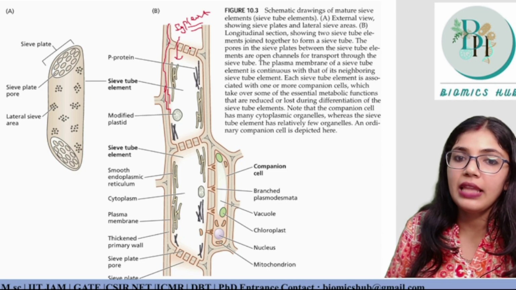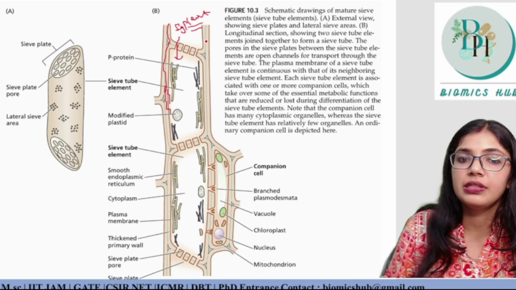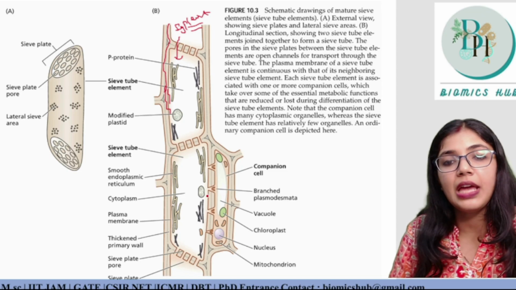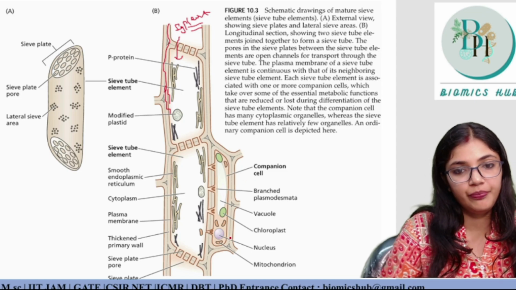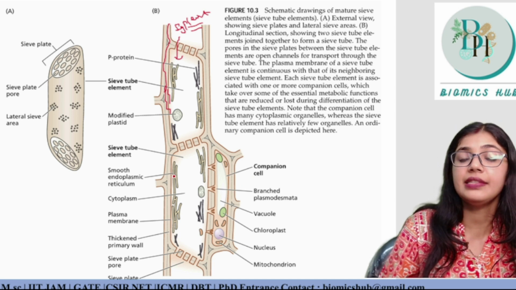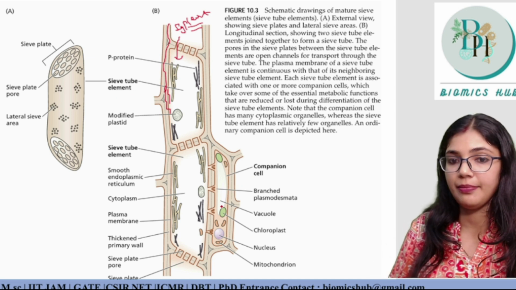Here we can see that sieve tube elements are present. Attached to the sieve element is a companion cell, and this companion cell has different types of cell organelles, but there are fewer cell organelles in the sieve tube element.